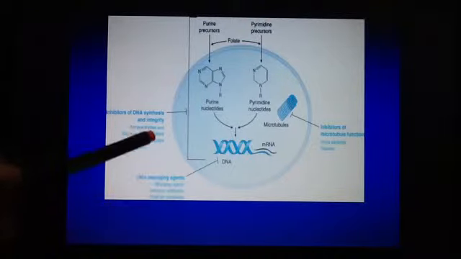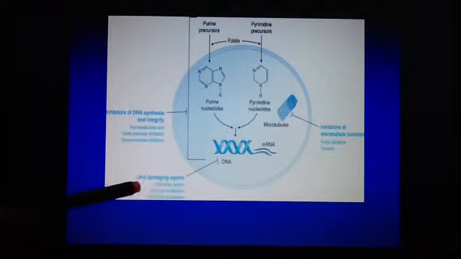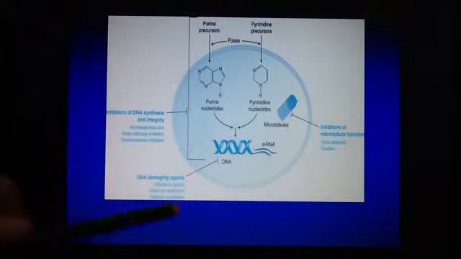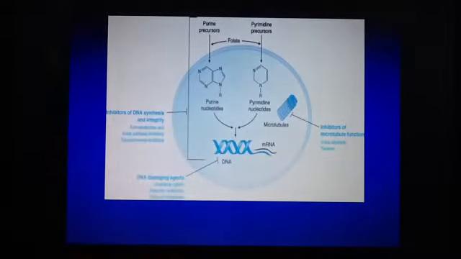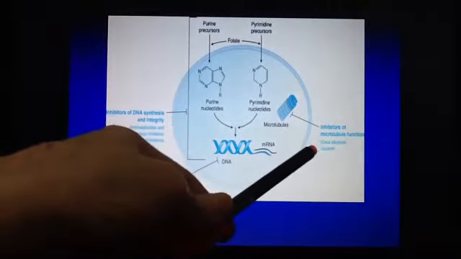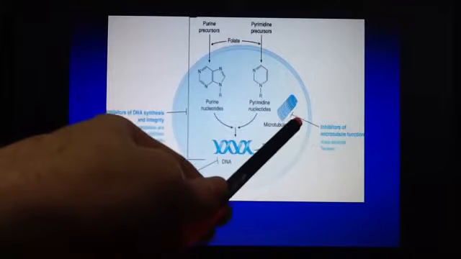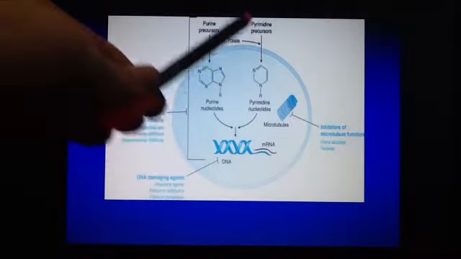I might be confused as to where these are working. Anyway, DNA damaging agents, alkylating agents, anti-tumor antibiotics and platinum complexes. Then we have the inhibitors of microtubule function, and these are the vinca alkaloids and the taxanes. So these are working in the M phase, in the mitosis phase.